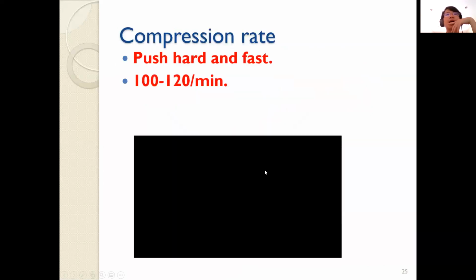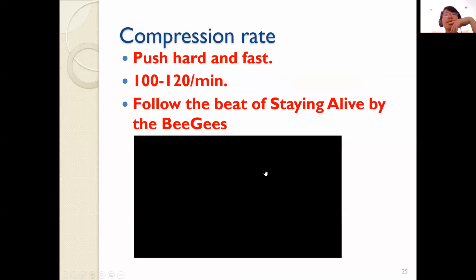Okay? And what about the beat? So for some of us who learn music, you are very familiar with beats. 100 beats per minute on the piano, the metronome is, I think, andante. If you're not familiar with stuff like that, that's okay. You can always find a song or a beat or a tune which follows 100 to 120 beats per minute. Have that in muscle memory, and then it'll come out naturally.